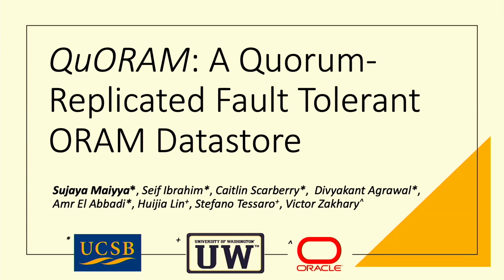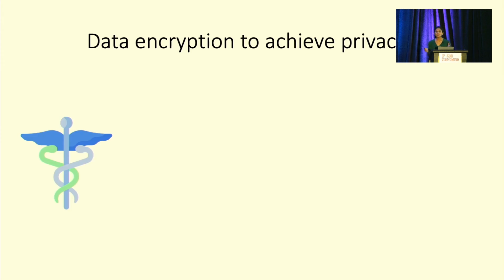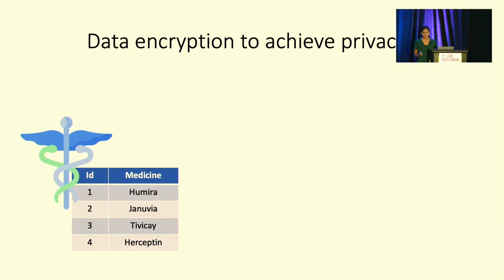Because we're already at the security conference, I don't need to emphasize the importance of data privacy. When we think of data privacy, the first obvious solution is to encrypt the data. Here, I have a toy example of a pharmaceutical company that produces 4 different types of medicine.